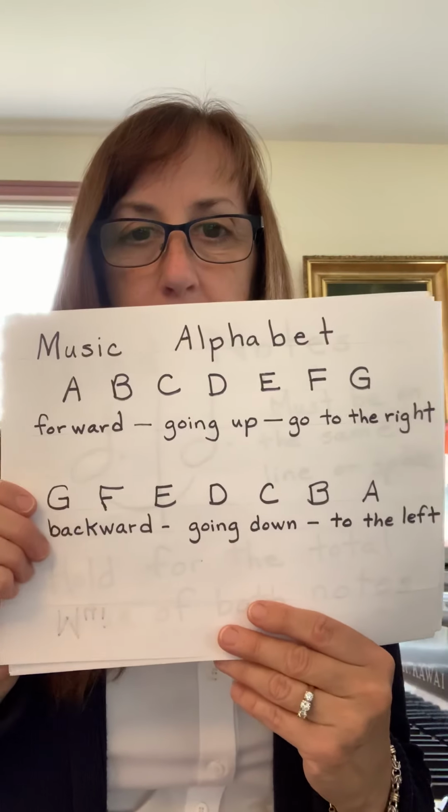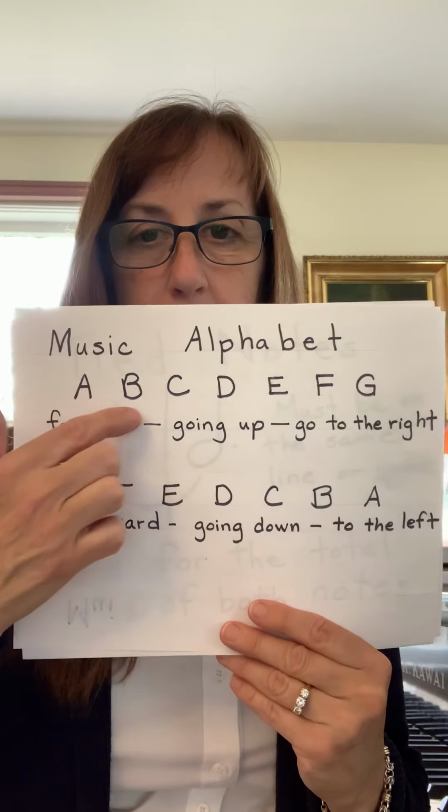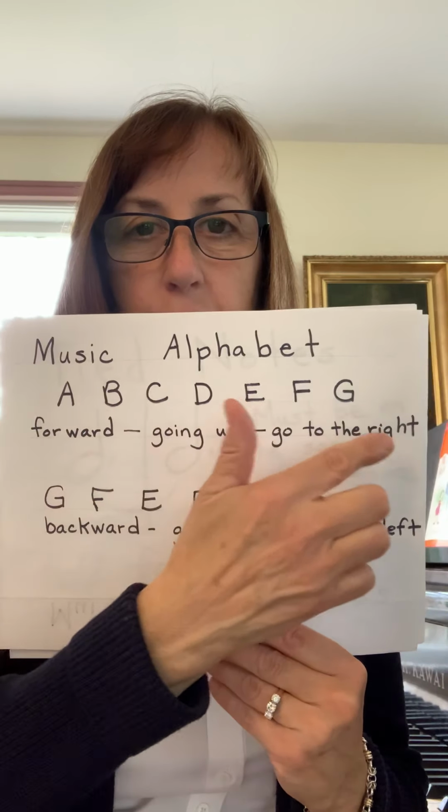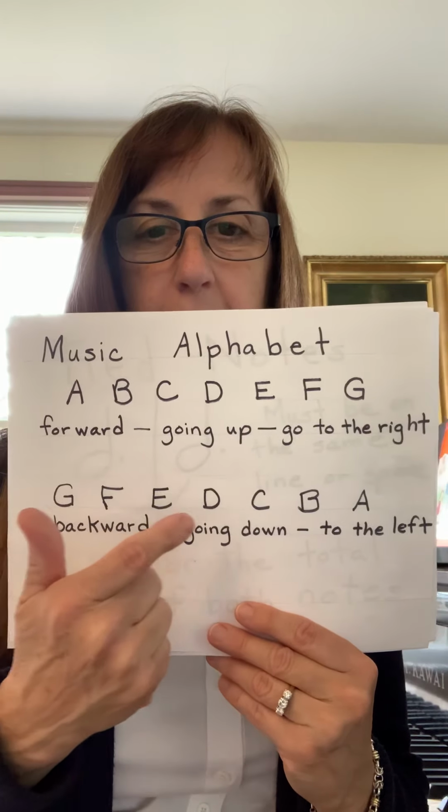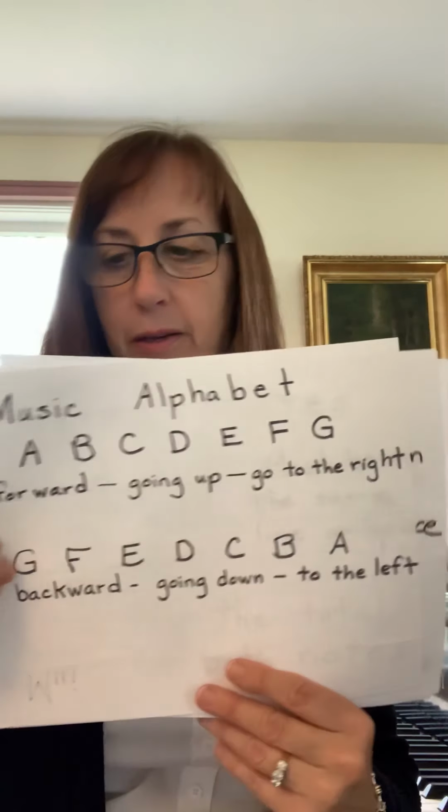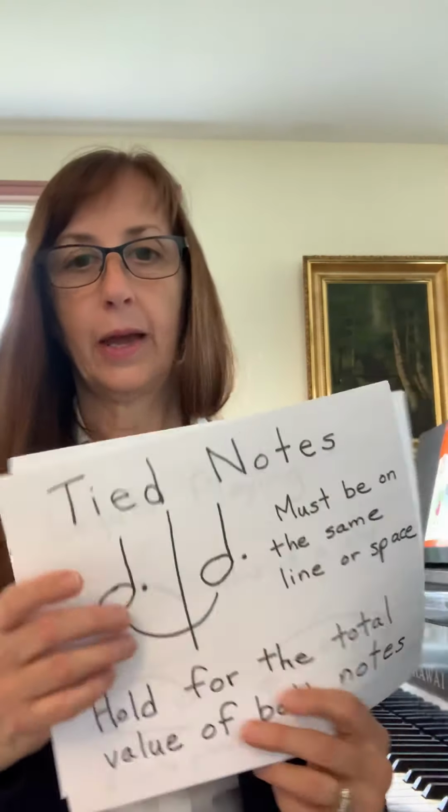Here's your alphabet. Say it for me. A, B, C, D, E, F, G, and backwards. G, F, E, D, C, B, A. Great. And there we go.